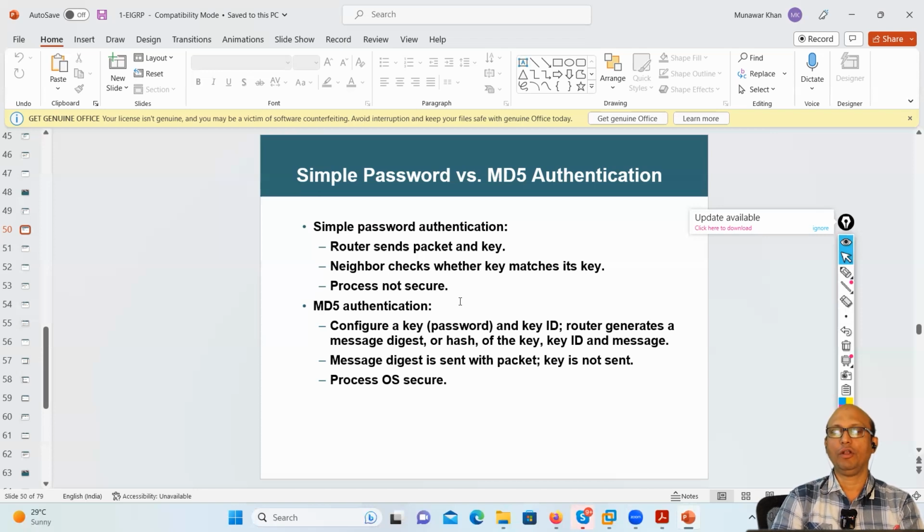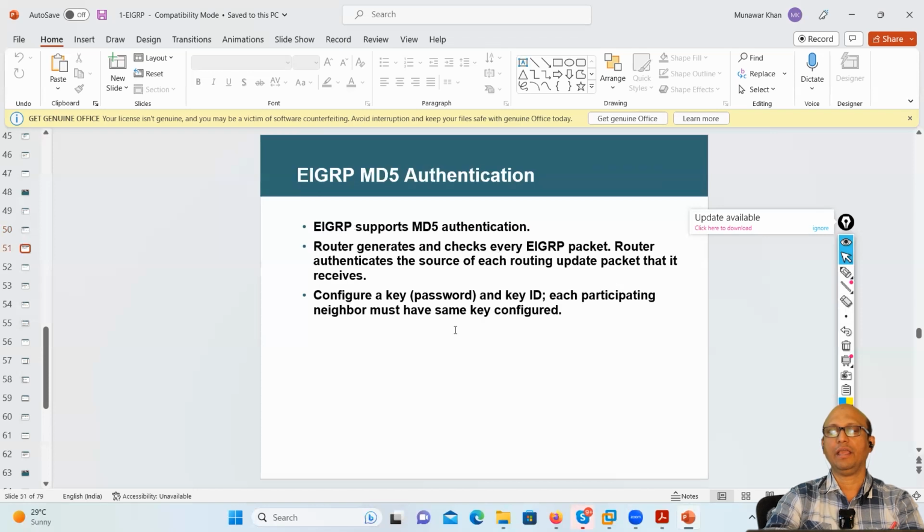So security information, or whatever information you're exchanging with anyone, should not get leaked. And for that reason, we have simple password and MD5 authentication. This was not there previously. Later on, they started with EIGRP, OSPF. Everyone is having this authentication. All the routing protocols, IGP or EGP, carry an authentication scheme.